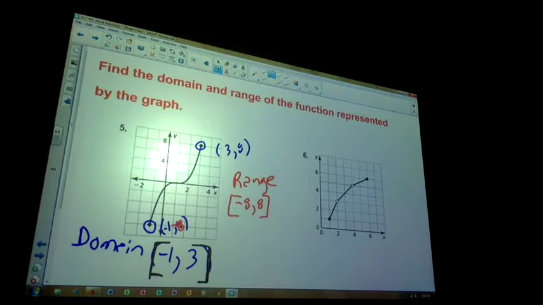Okay, so I'm looking at my lowest y value. I have one point being negative 1 comma negative 8, and I have another point where it ends going to 3 comma 8. The domain goes from negative 1 all the way to positive 3.